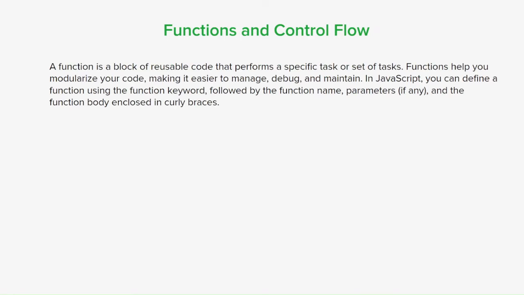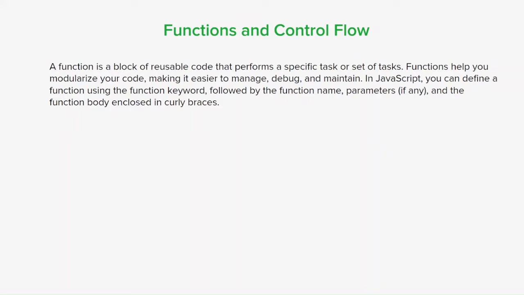So next up, the next concept is functions and control flow. A function is basically a block of reusable code that can perform specific tasks or calculations. They play a vital role in organizing and managing your code, and they introduce viewers to creating functions, passing arguments, and returning values as well. Functions help you modularize your code, making it easier to manage, debug, and maintain.